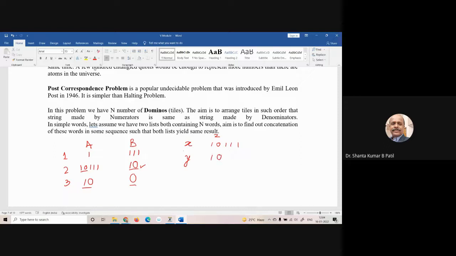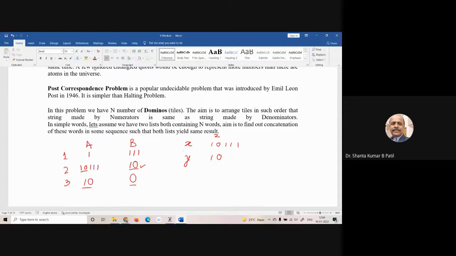So they are not equal. The numerator is 10111, whereas the denominator is 10. In order to make them equal, you should choose the next number in such a way that the denominator becomes equal to the numerator. For that, I can take 1.